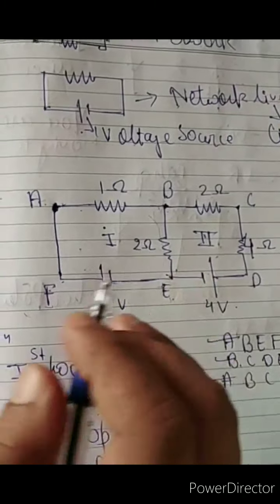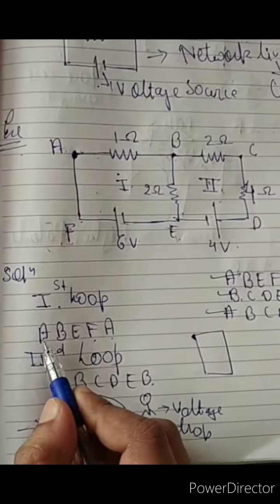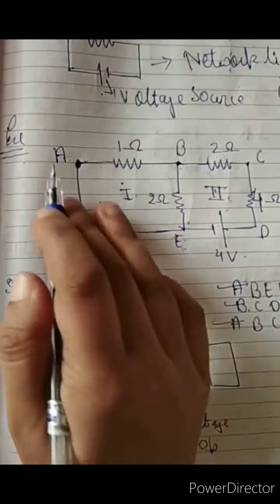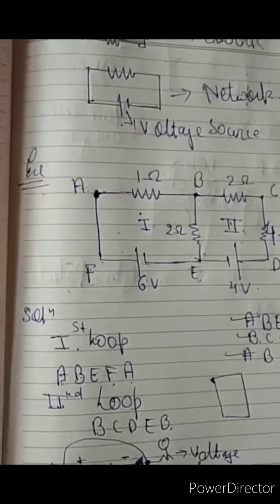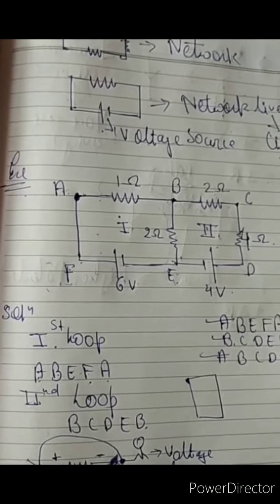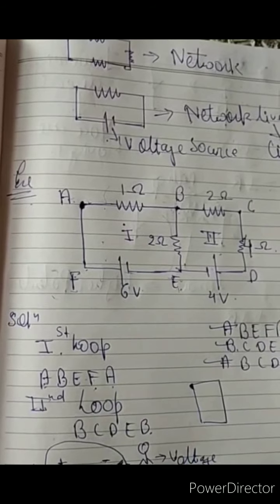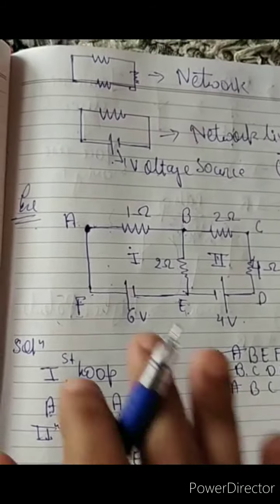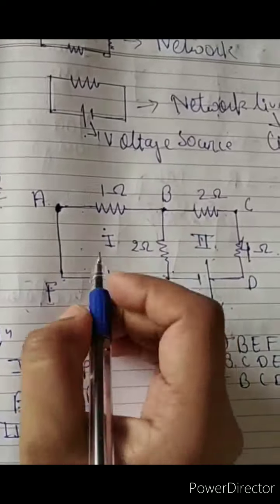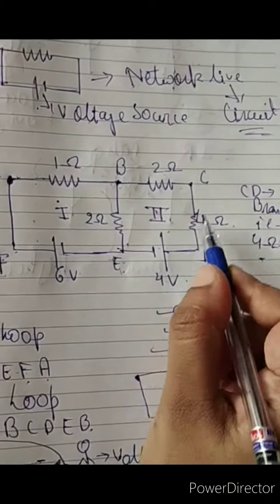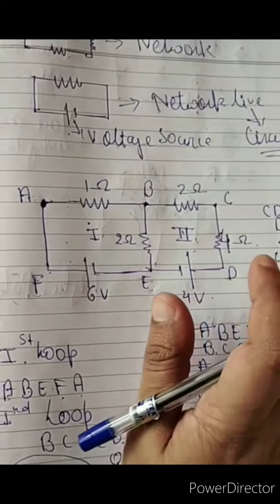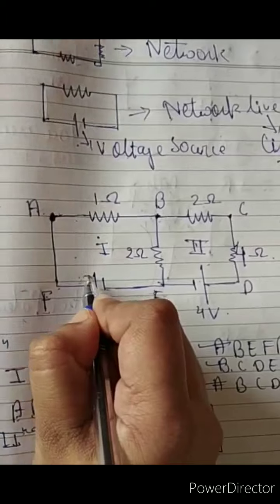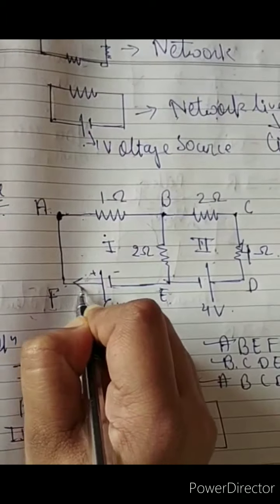Now let's say I start my direction, I'm choosing A B E F A, the first loop. Now what will be my traversing direction? It's up to me. It's not about where current is flowing, it's up to where I am traversing. First we distribute the current. If you want to start from this circuit, you can, no issues. I'm starting from here. So this is my plus and this is my minus. Current is in this direction.